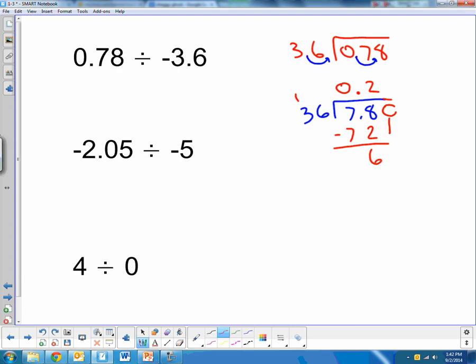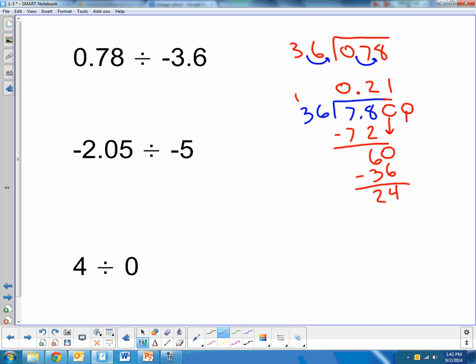Now I'm going to pull that down. How does 36 go into 60? Now 36 goes into 60 only once, because I know that 2 times is 72. That's too big. So I'm going to subtract, and I'm going to get 24.